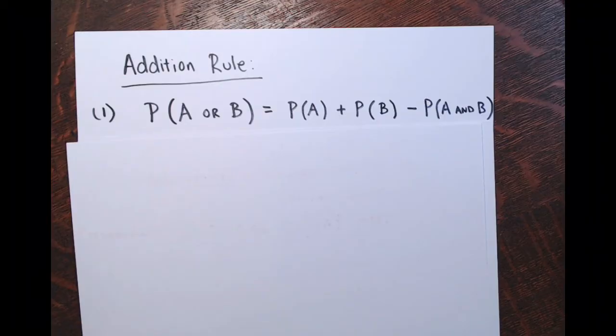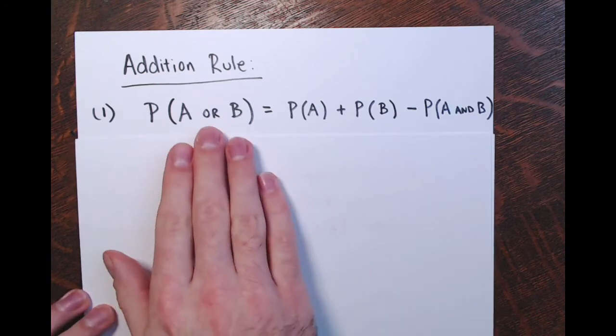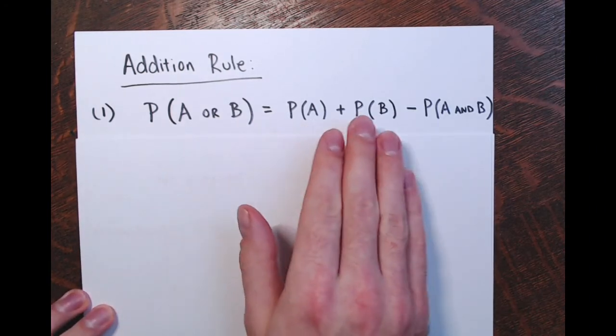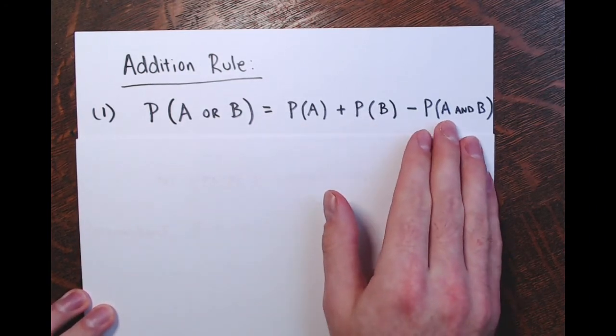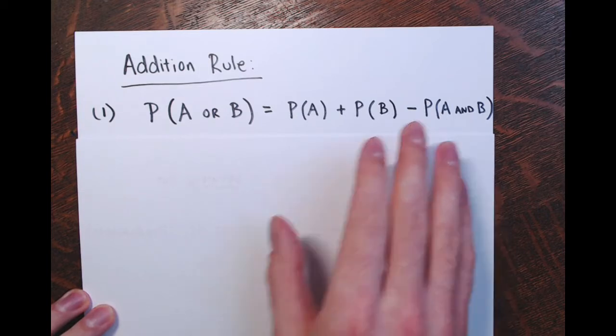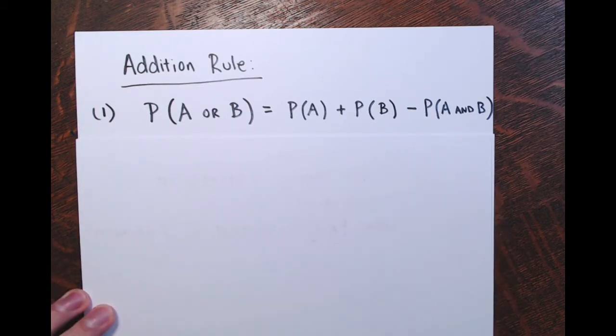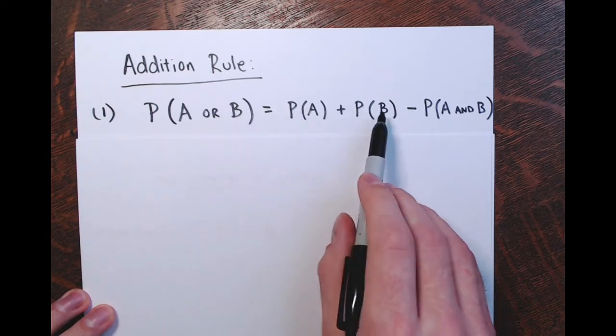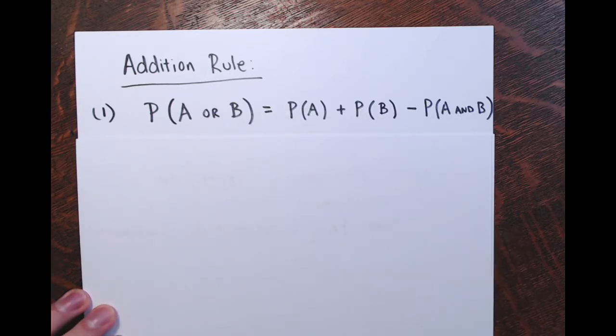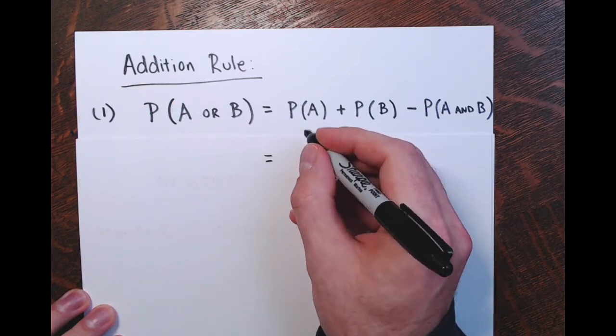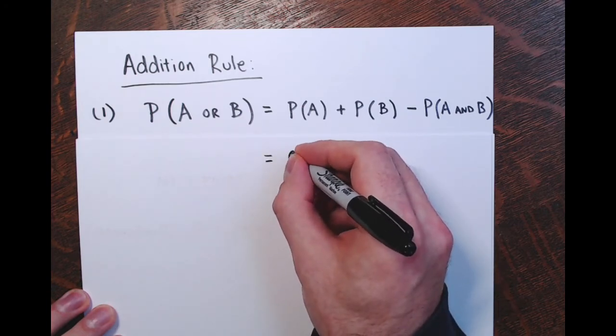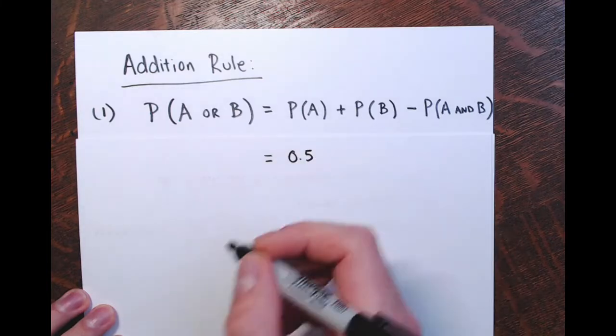So here's that addition rule. The probability of A or B is the probability of A plus the probability of B minus the probability of A and B occurring. And we were given all but one of these things. There are 4 probabilities here, and we were given 3 of them. We were given the probability of A was 0.5, so I replace that with the probability of A.